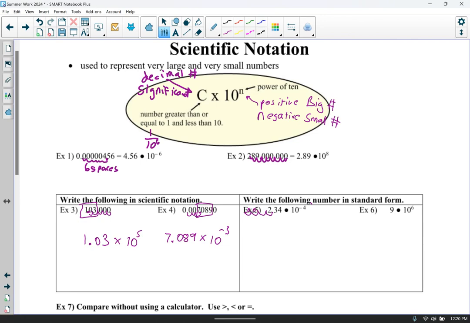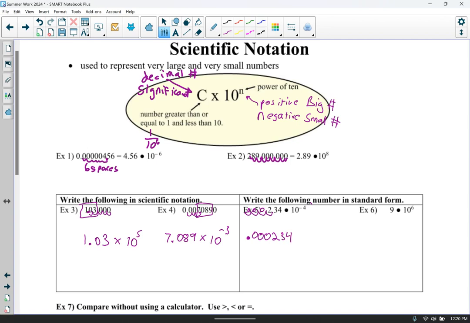And then these are all going to get filled in with zeros. So it moves 1 space to the left to get past the 2, and then there's going to be 3 zeros. So we'd have 0.0000234 written in standard form.